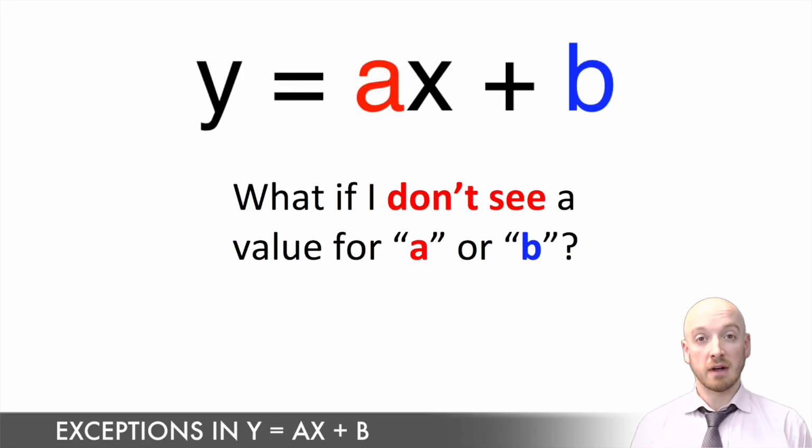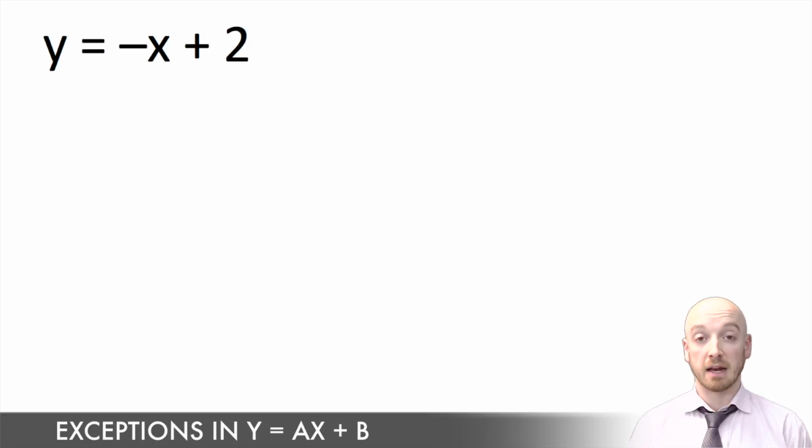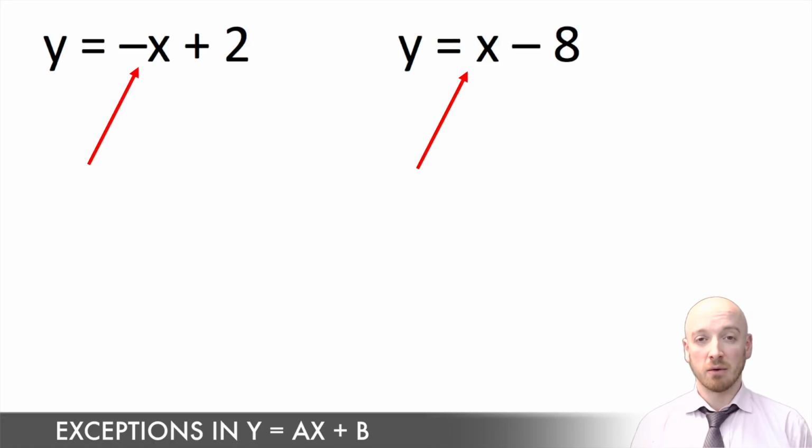So first of all, what if I don't see a number where I'm expecting to see slope or y-intercept? What do I do then? Now we'll start off with slope. So what if my equation looks like y equals negative x plus 2 or y equals x minus 8? I don't have that number out front of x that represents slope where I'm expecting it to be. Well, the explanation here is actually really easy.